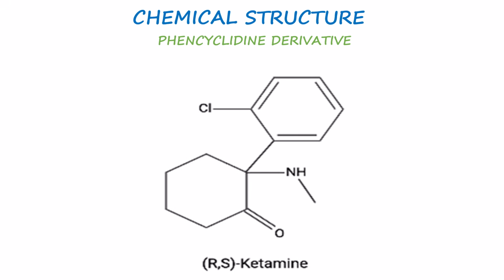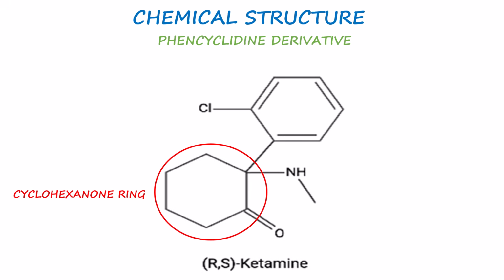Chemically, ketamine is a derivative of phencyclidine, which is an older anesthetic that is no longer used because of serious neuropsychiatric side effects. At the center of ketamine's structure is a cyclohexanone ring. This part of the molecule makes ketamine highly lipid-soluble, which allows it to cross the blood-brain barrier efficiently. That is why it has a rapid onset of action, usually within 30 to 60 seconds when given intravenously.